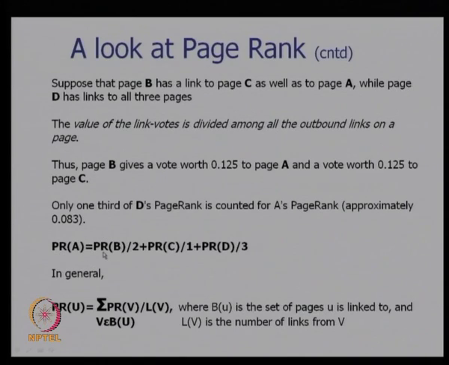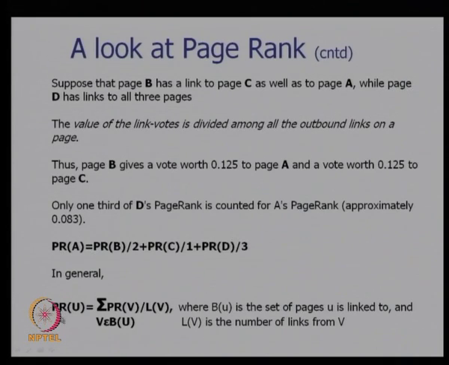So, the modified formula for page rank of A, compared to the last formula, is this: page rank of A is equal to page rank of B divided by 2, page rank of C divided by 1 and page rank of D divided by 3. So, this is the modified formula. Earlier you remember there were no dividing factors.